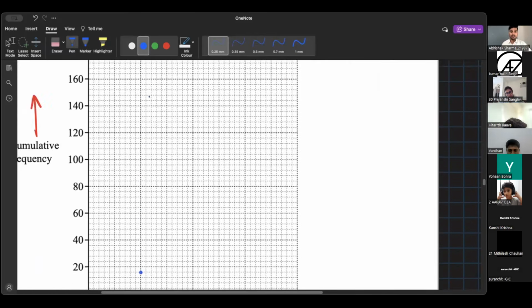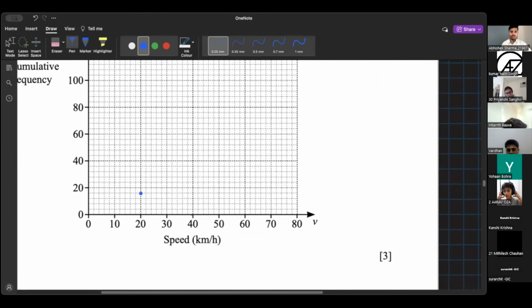At 40, it is 50. So 40 here, and then 50 will be where? Between 48 and 52, in the right center of 40 and 60. Yeah, exactly at the center here.